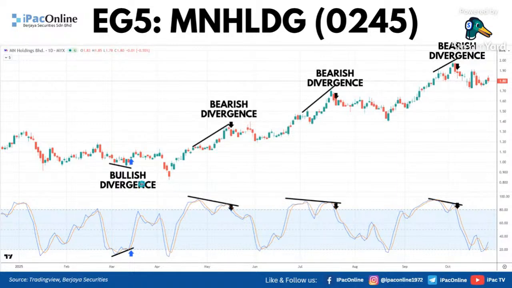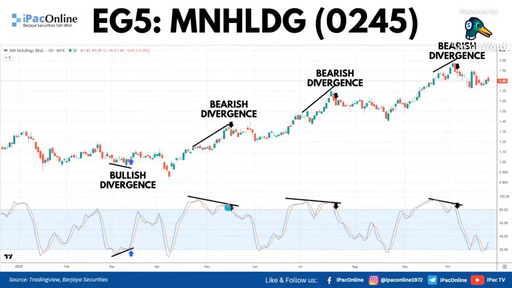So last but not least, MN Holding. MN Holding has been trading higher, riding on the data center and the demand for electricity cables trend, and we can see that although it has kept on forming bearish divergence, the share price continues to trade higher.